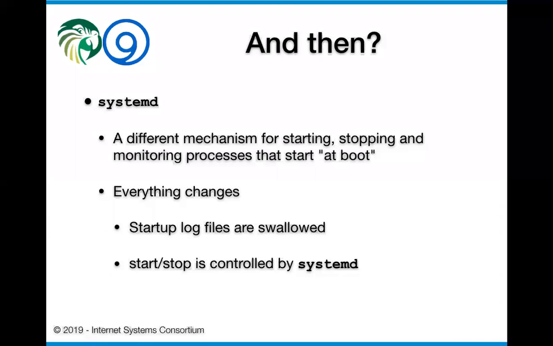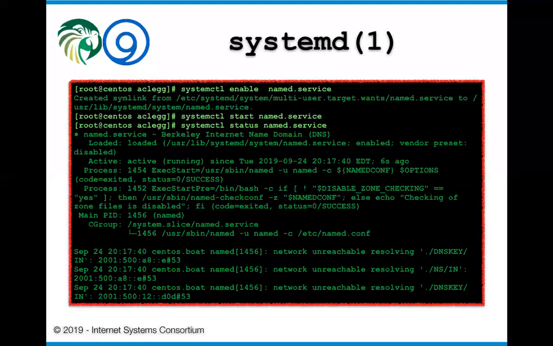Anytime a process starts, its initial log files are swallowed by systemd. You have to know where to go and look for them. The start and stop is no longer done by just killing a process and then running it again. You're going to use the systemctl start, stop, and restart commands.